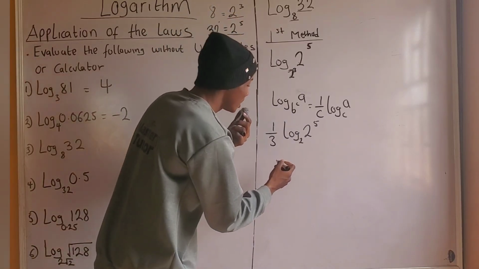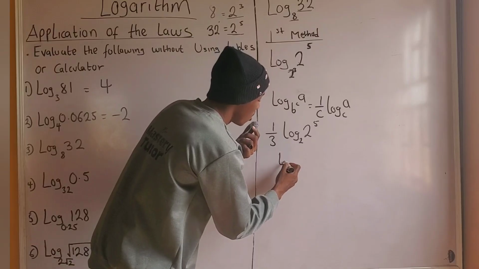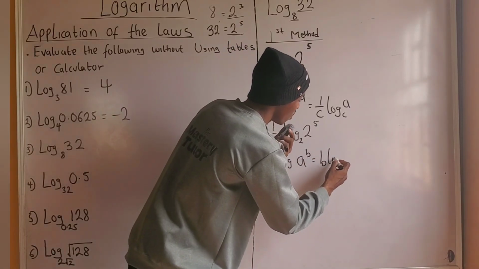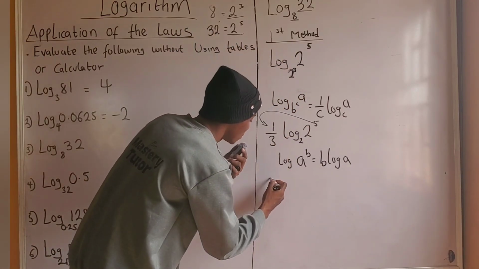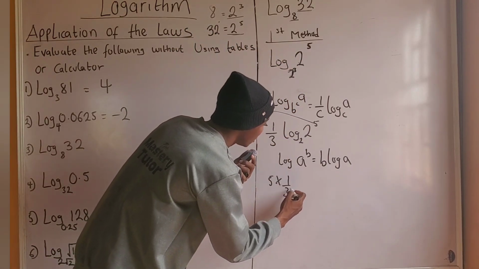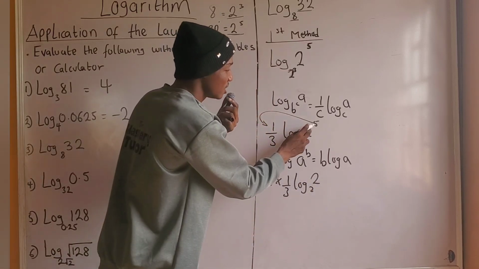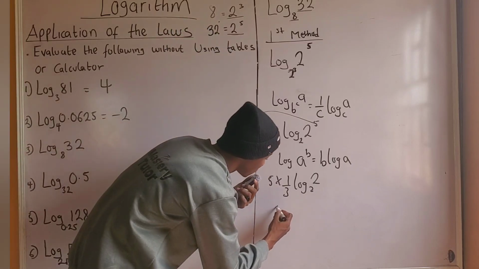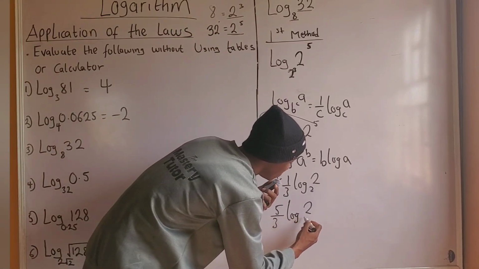Okay. Now, according to this law again, if you have log A raised to the power of B, this will be equal to B multiplied by log A, right? So now this 5 will multiply this fraction. I'm going to have 5 multiplied by 1 over 3 log 2 base 2. Do you understand? Because now this 5 is multiplying this. So for this, I'm going to have 5 all over 3 log 2 base 2.